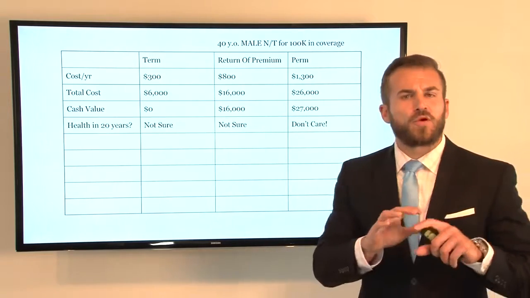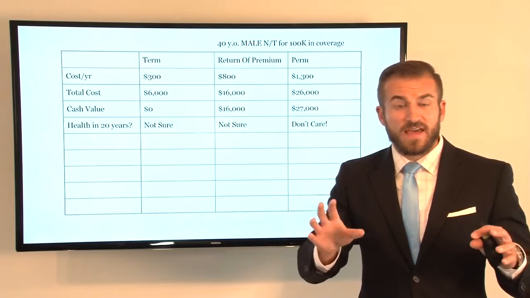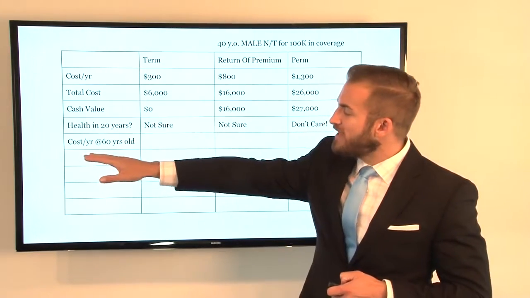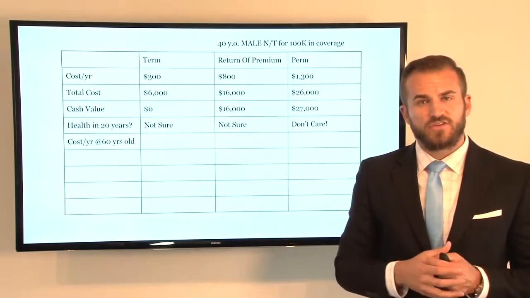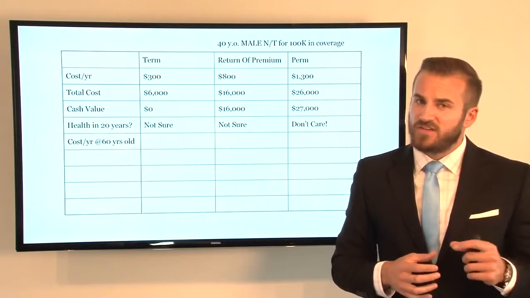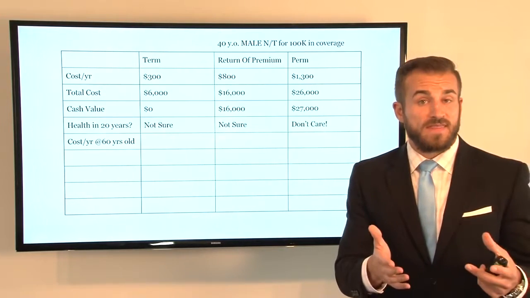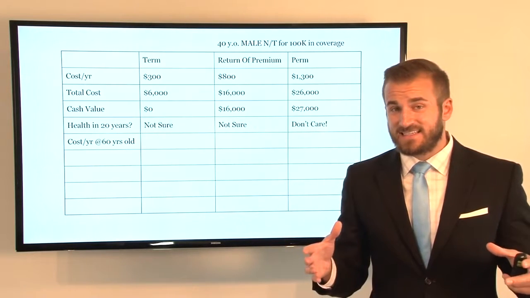But let's just say that you're in perfect health. Let's just say you're running marathons, triathlons, doing whatever you do. Let's just say you're in great health. Well, let's talk about what the cost per year at 60 years old would be, right? 20 years into the future. Well, one thing that we can't do, Mr. and Mrs. Client, is take into account any inflation that may occur over the next 20 years, right? We can't take that into consideration.